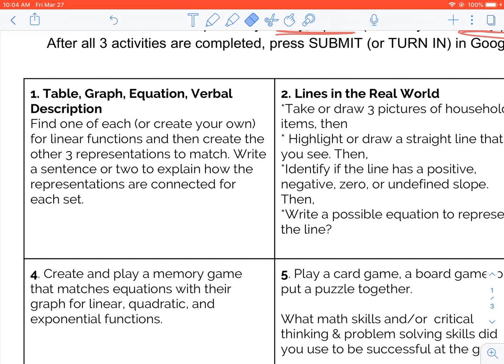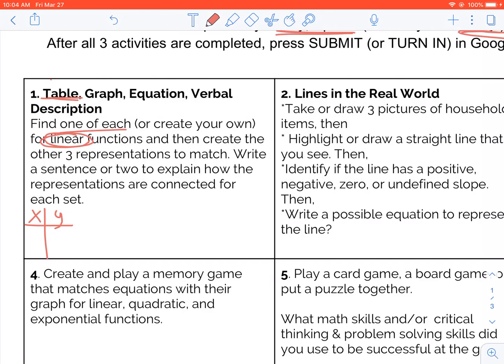So what you're going to do is, let's start back off, find one of each, or create your own. We're going to start off by finding a table. And what does a table look like? X, Y. You can do a Google search of a table, and it does need to be linear. What does linear mean? Linear means that it is going to make a line, a straight line, no curve.